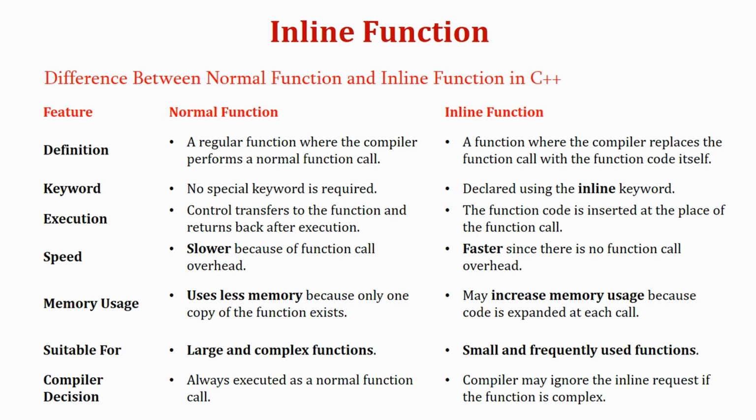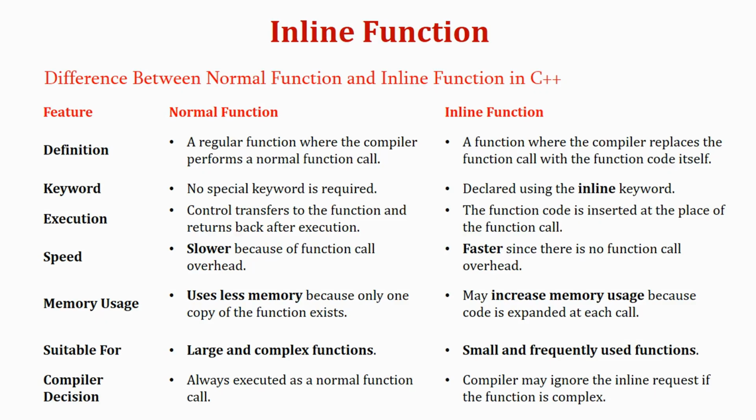Next, execution. In a normal function, control transfers to the function and returns back after execution. In inline functions, the function code is inserted at the place of the function call. The next parameter is speed. The normal function is slower because of the function call overhead. In an inline function, the speed is faster since there is no function call overhead.